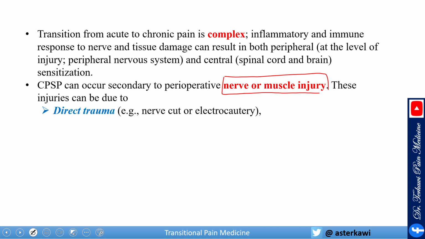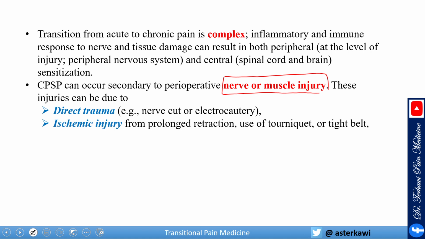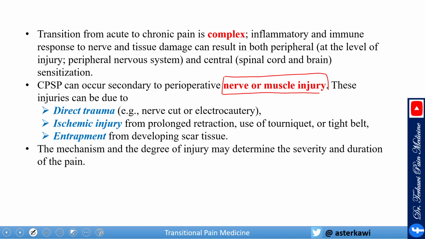The mechanism of injury is not always direct, which is straightforward: you cut the nerve with cautery or with a knife. It can also be indirect, like ischemic injury from prolonged retraction, use of a tourniquet, tight belt, and you name it. Or entrapment, which can happen not necessarily in the first week. It will take some time because now you develop scar tissue, and that scar tissue can entrap the nerve at the site. The mechanism and degree of injury may determine the severity and duration of pain.